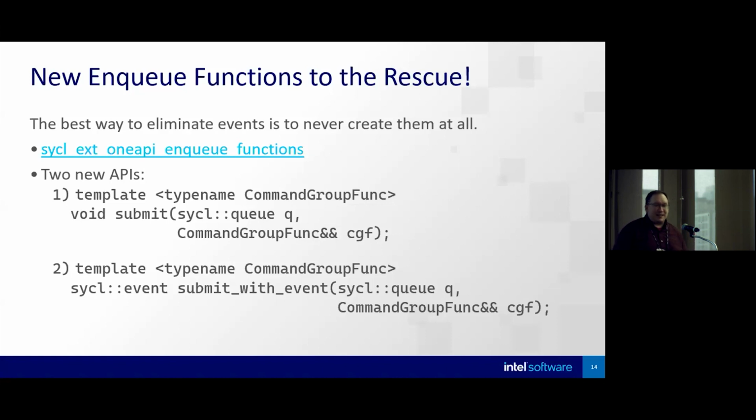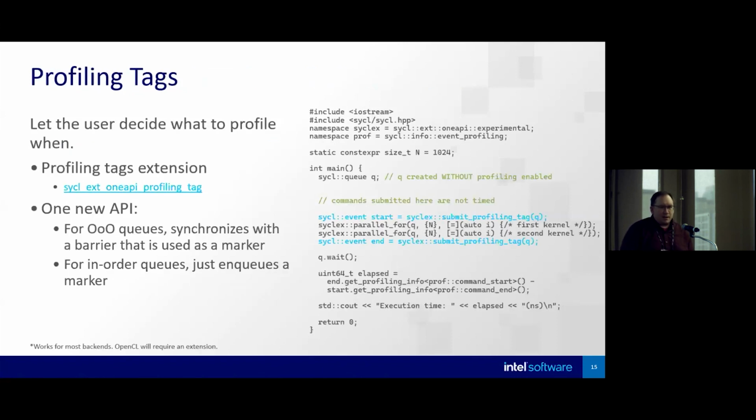But the key point here is the first one, just submit, has a void return type. It doesn't return an event. So if you use that, you don't get an event, and you're programmatically saying so. If you do want an event, just tell us, call the second function, and then you get an event back. We think that's a nice, clean solution that gives you exactly what you want. You only get the events if you actually want them. So that's the events by default.